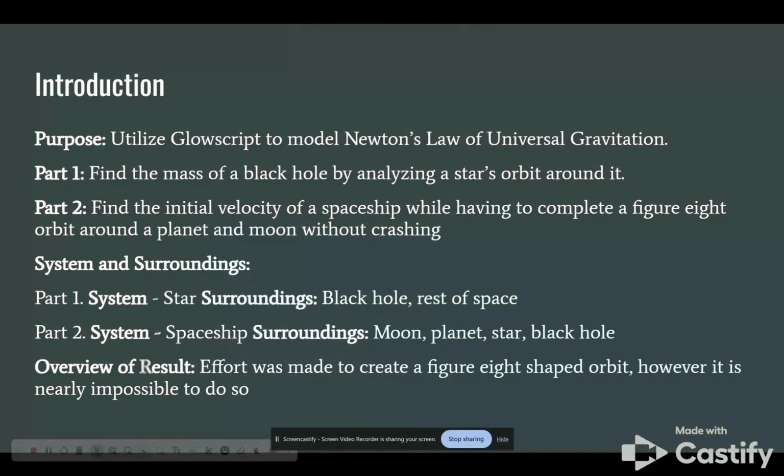For part 1, the system was the star, and the surroundings were the black hole and the entirety of space. And part 2, the system was the spaceship, and the surroundings were the moon, planet, star, and black hole.